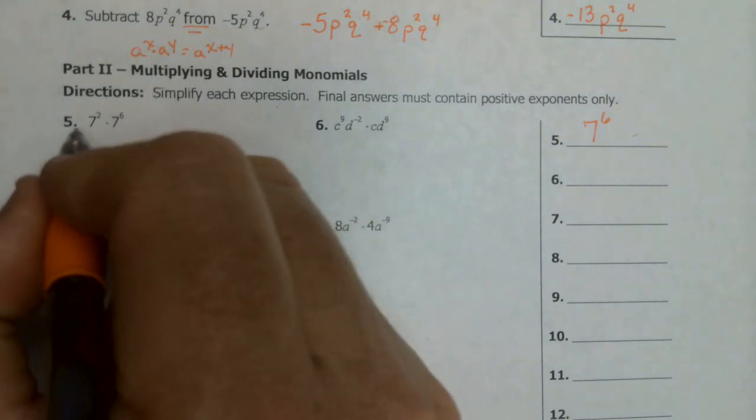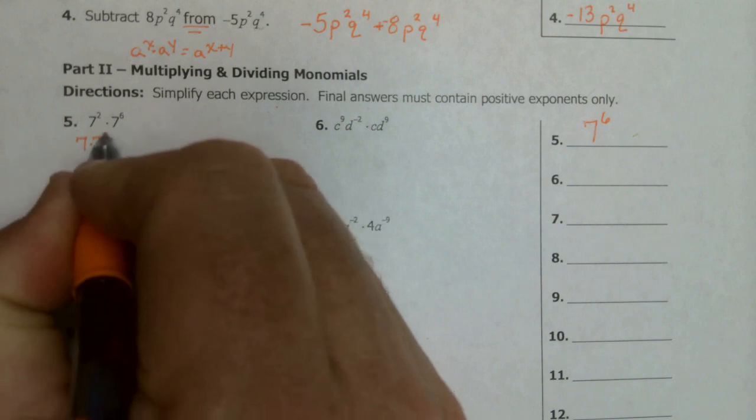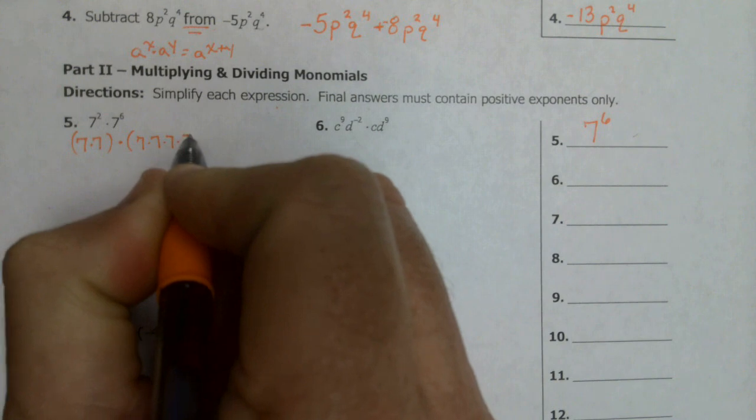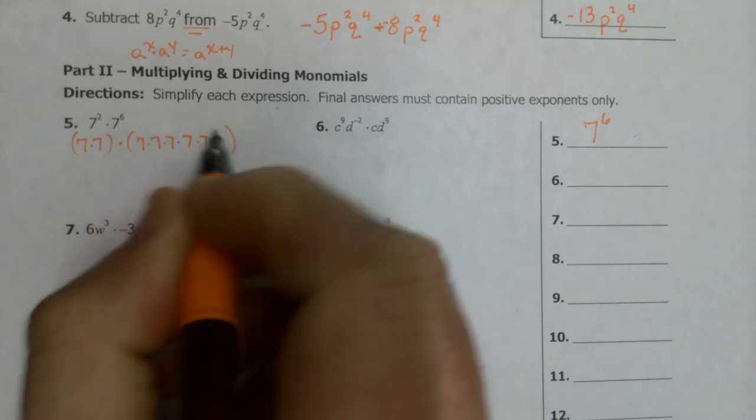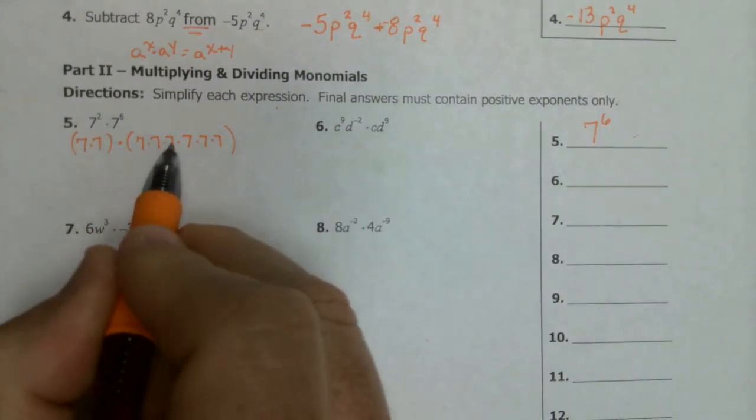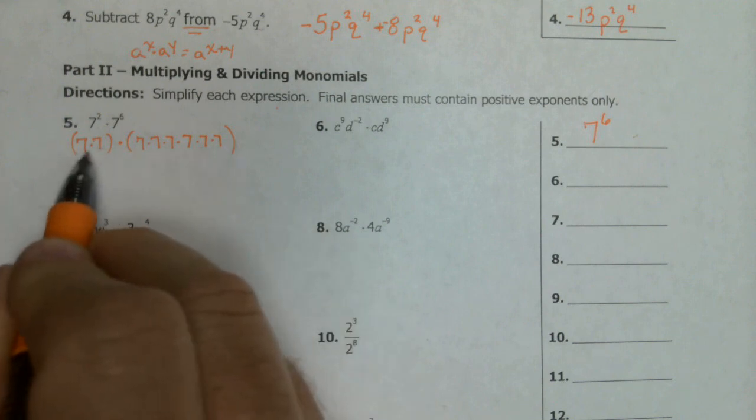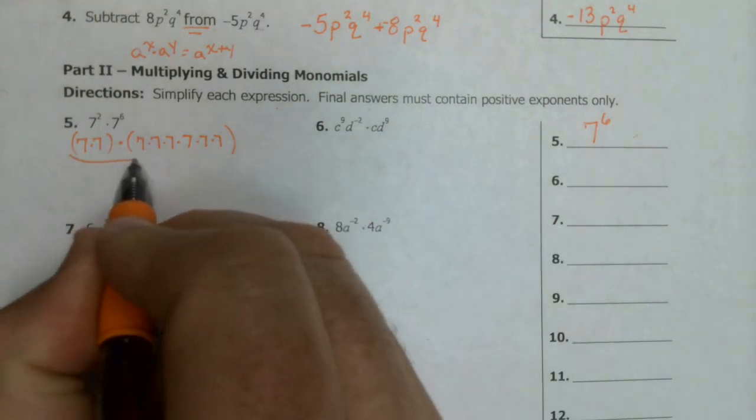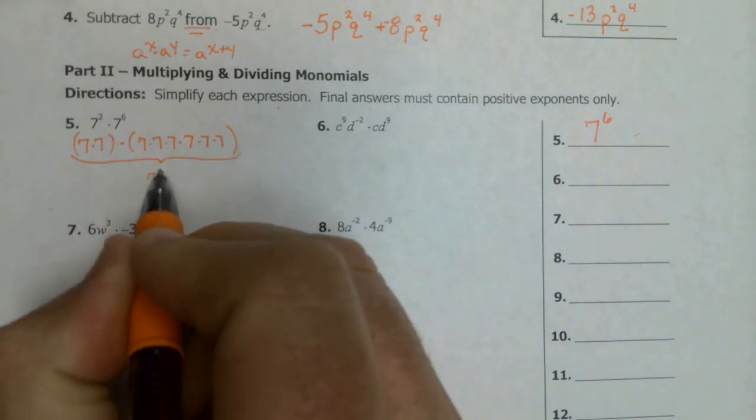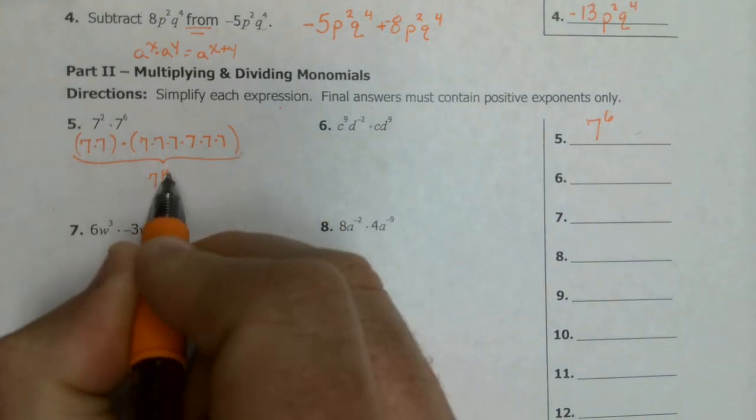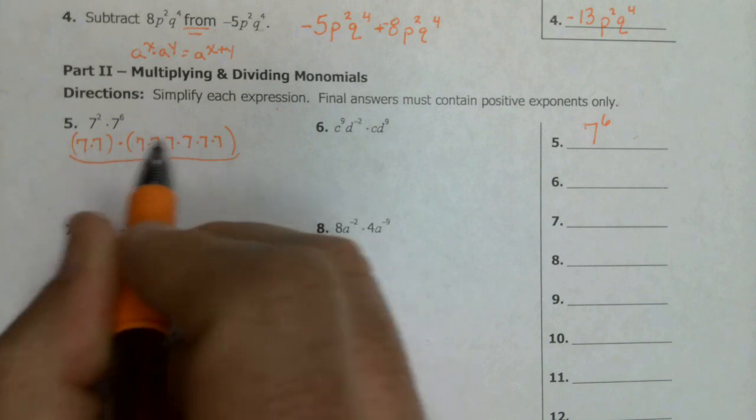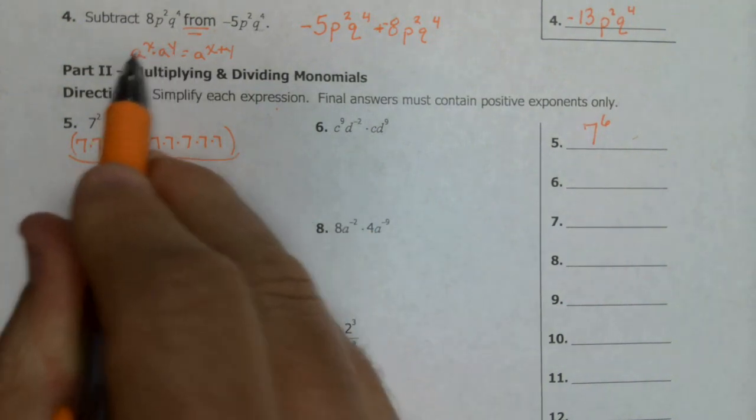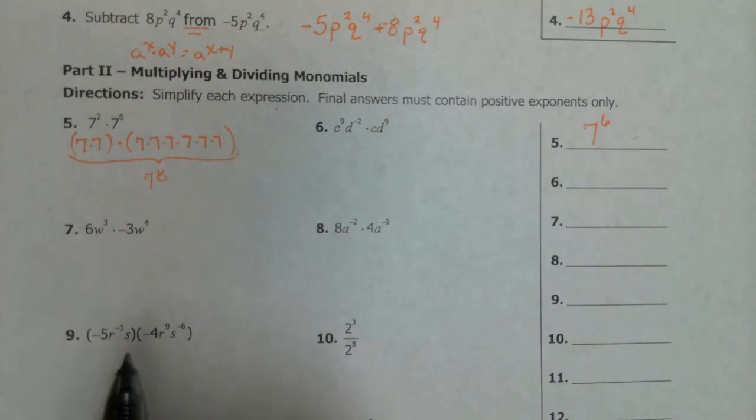This is saying I have 7 times 7, and I'm multiplying that by 7 times itself 6 times. How many 7s do I have? 1, 2, 3, 4, 5, 6, 7, 8. So 7 squared times 7 to the 6th is equal to 7 times itself 8 times. Keep the base, add the exponent. Now we don't want to have to write the expanded form every time, so we go to the shortcut of multiplying with the same base, keep the base, and add the exponents.